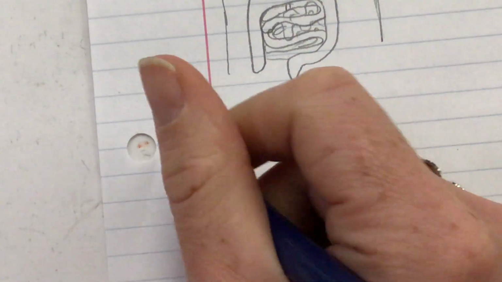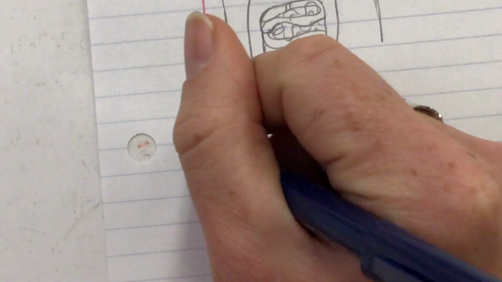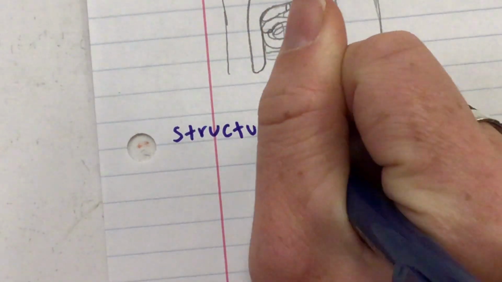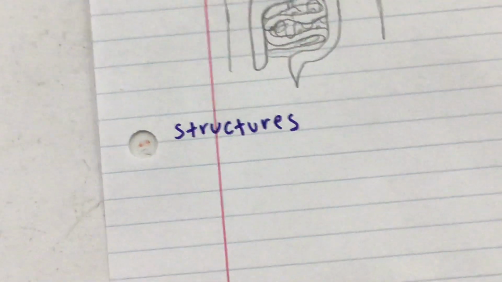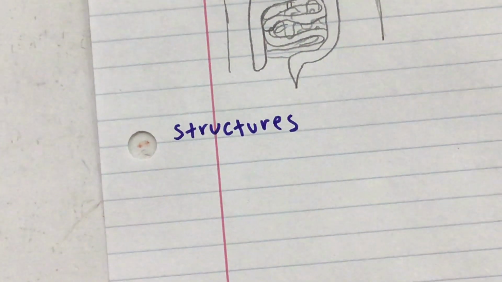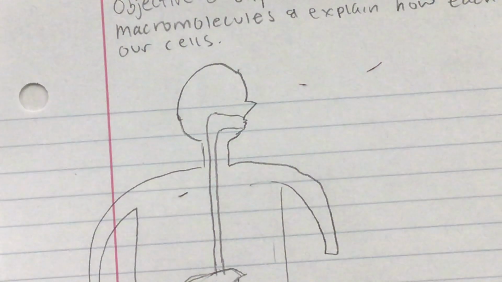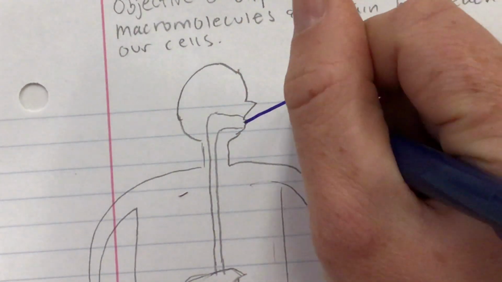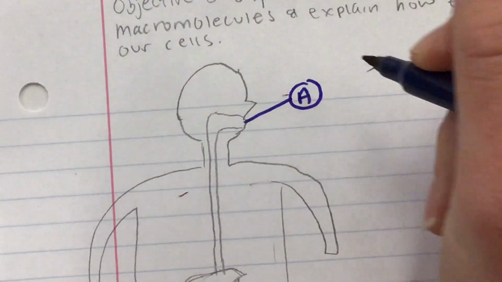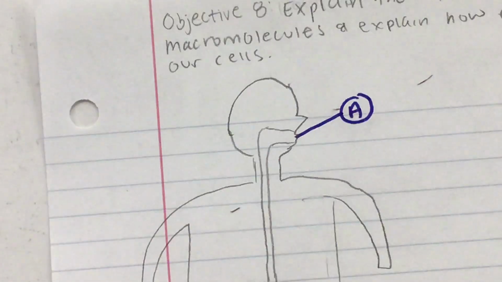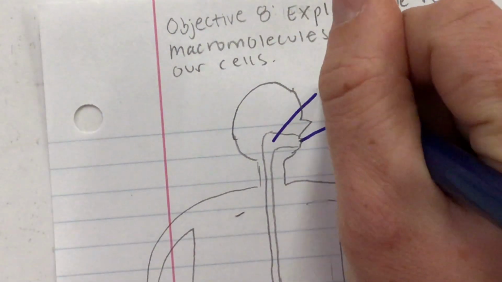The next thing I'm going to do is use some colors to show different parts. I'm going to start by labeling all of the structures that we can see here. So I'm going to go down below my guy, to the far left, and write the word structures. We're going to look at the structures of the digestive system, the organs that are found there. We're going to start off with the mouth. I'm going to label this with an A. So that's the mouth. Then we're going to go to here, and we're going to label this letter B. This is the pharynx.